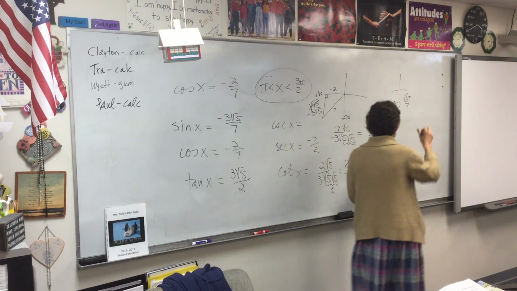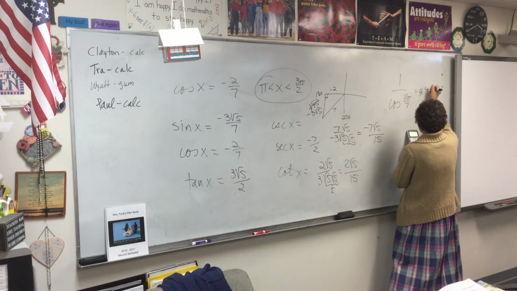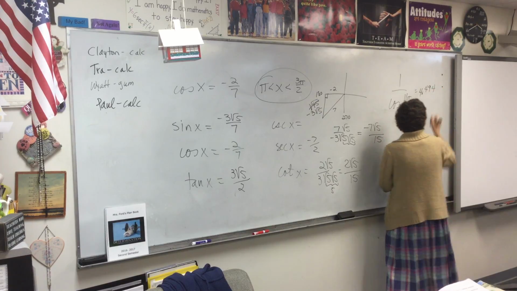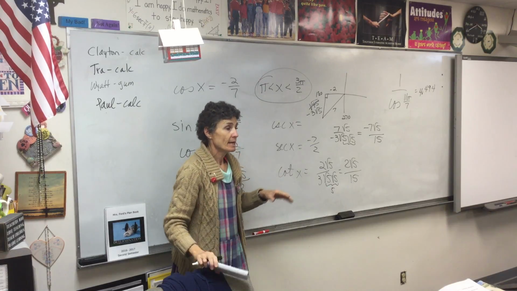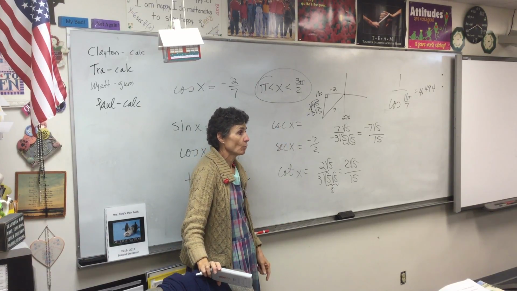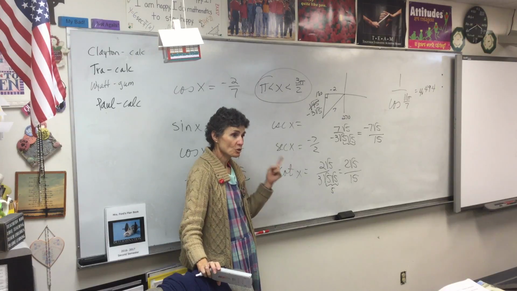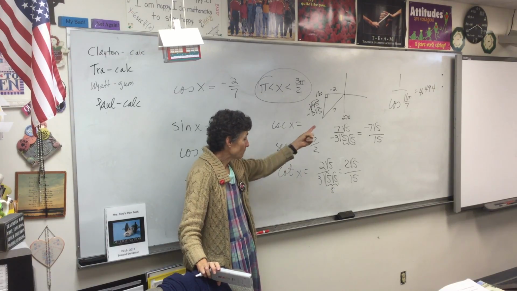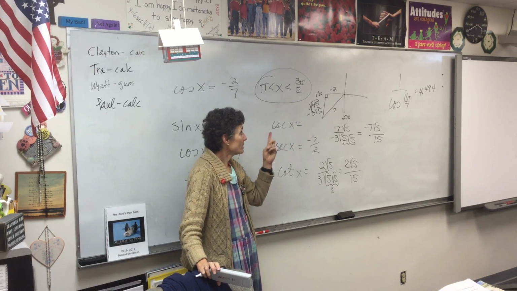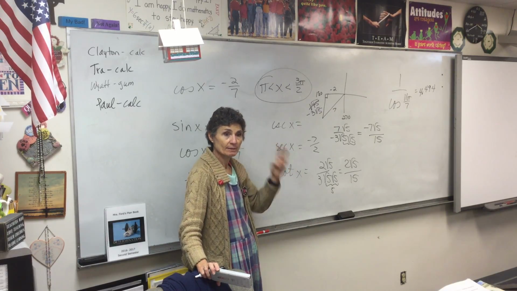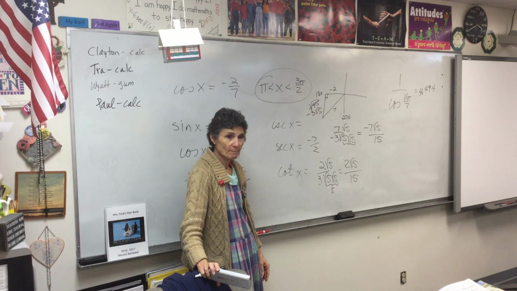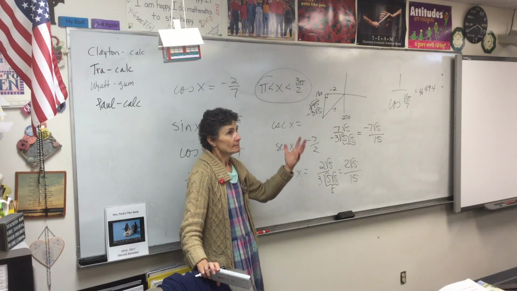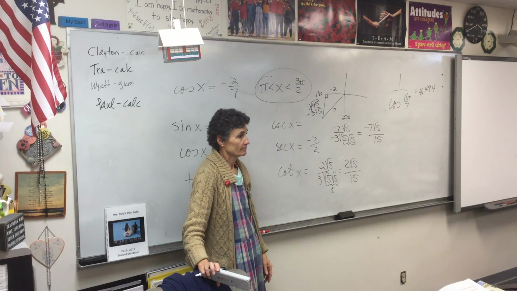And your answer should be 4.494. Anybody not get 4.494? Change it to radians and type what I have on the board. 1 divided by cosine, 11 pi divided by 7 equals. Quentin, where's your calculator? Good. Did you type that in already? Not yet. Just write down the problem.